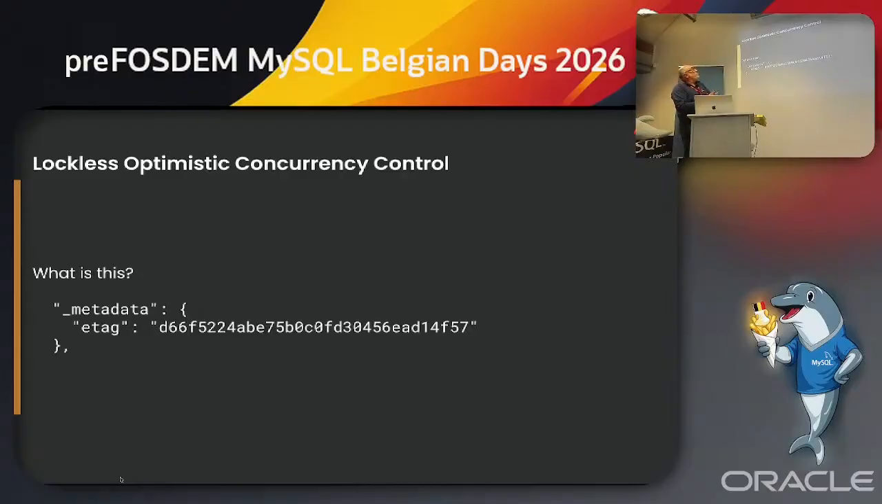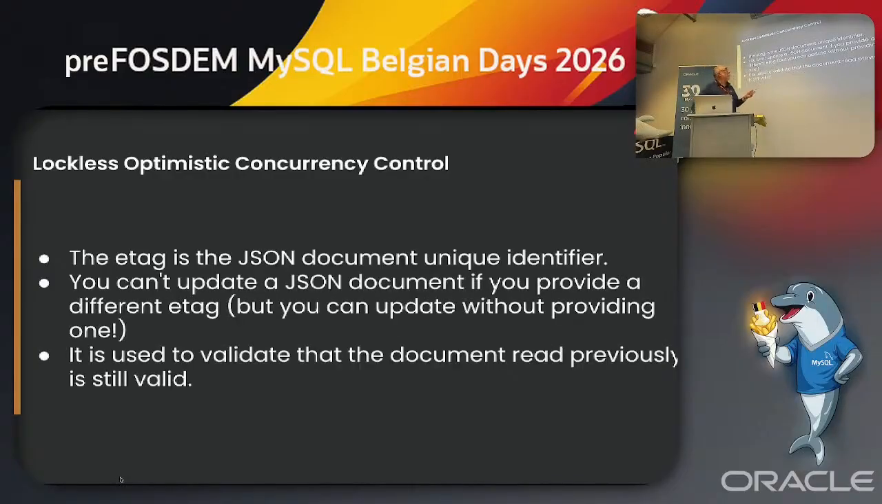We control this with something called lockless optimistic concurrency control. This is, we don't lock. Okay? We will assume that we can perform the update. And how do we know if the data has changed or not? We know because we have the E-tag. The E-tag is a JSON document unique identifier. It identifies the state of that document.